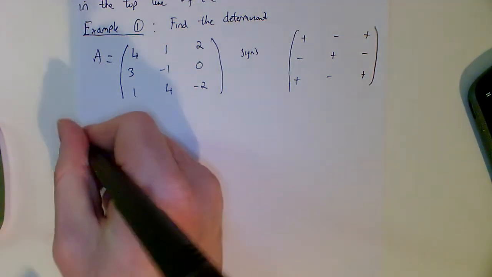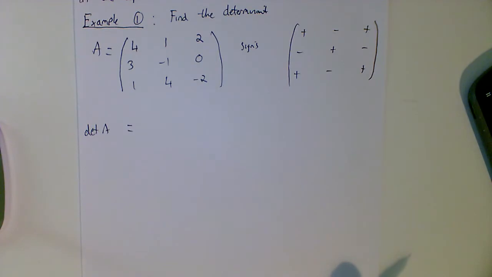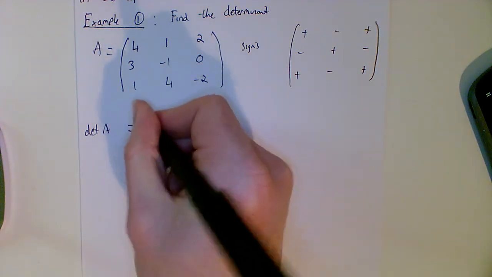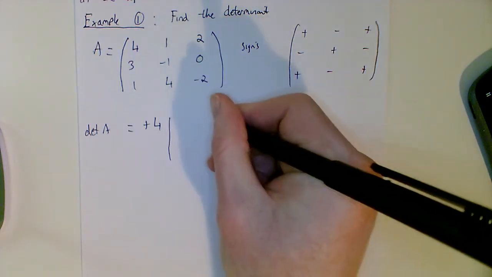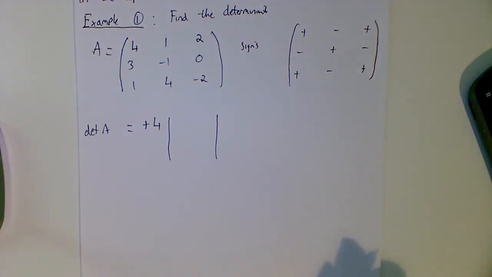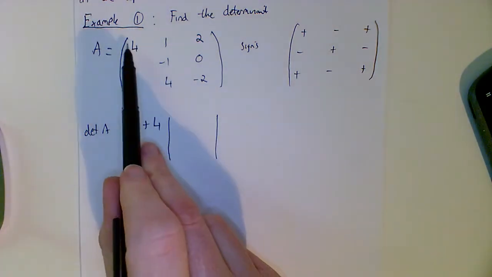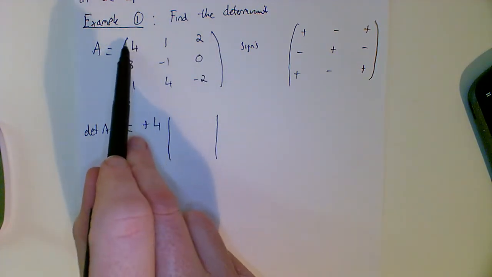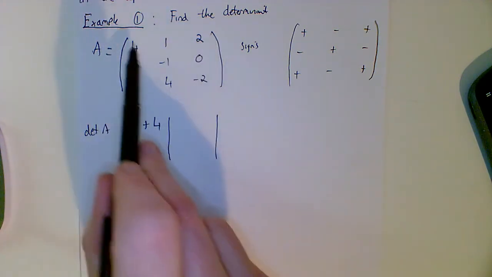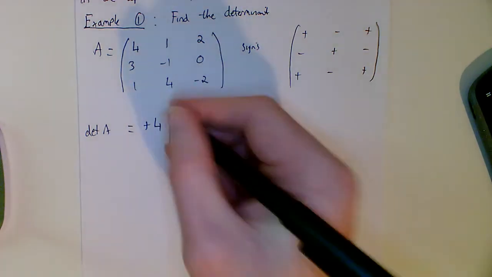So det A, we want to expand across the top line, and this is my top line here. The first element is positive, so it's positive 4. We then create a 2 by 2 matrix, so if we look at this 4, of all the elements that are not on its row and not on its column, that means I'm not using any of these elements. So my matrix is negative 1, 0, 4, negative 2.